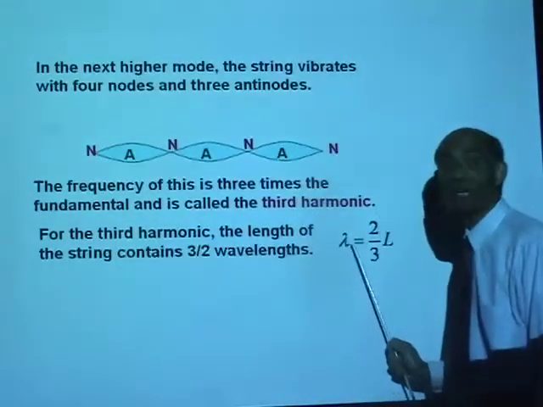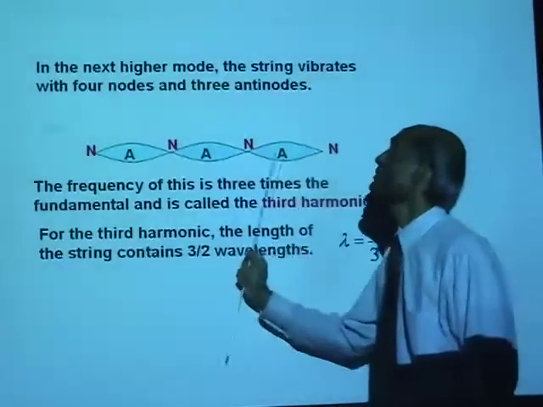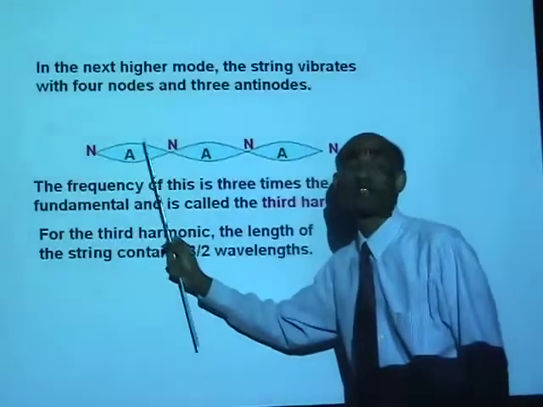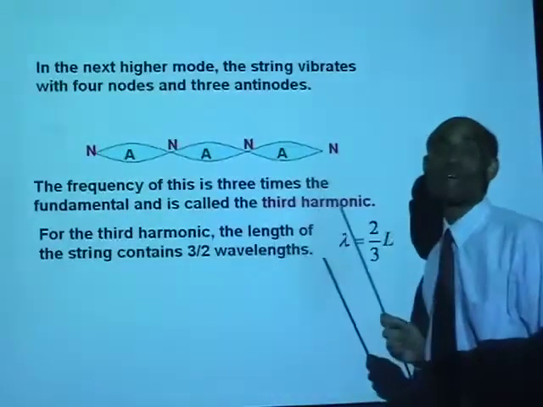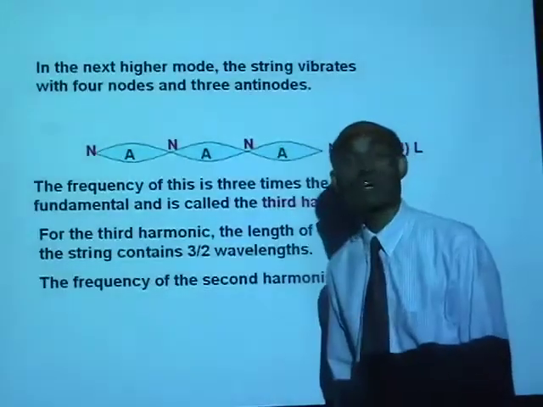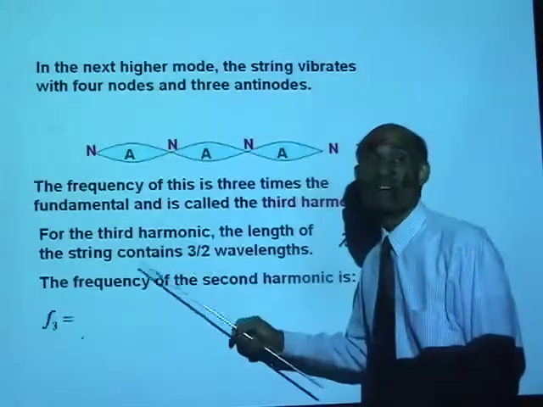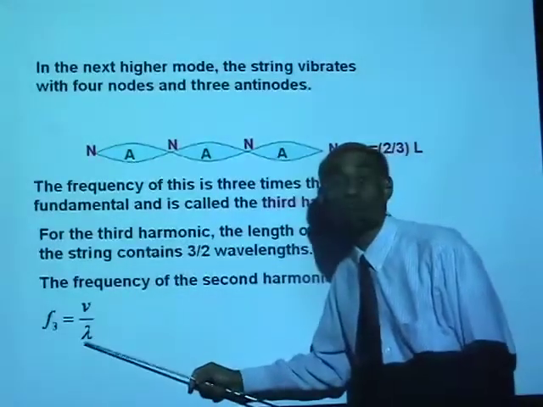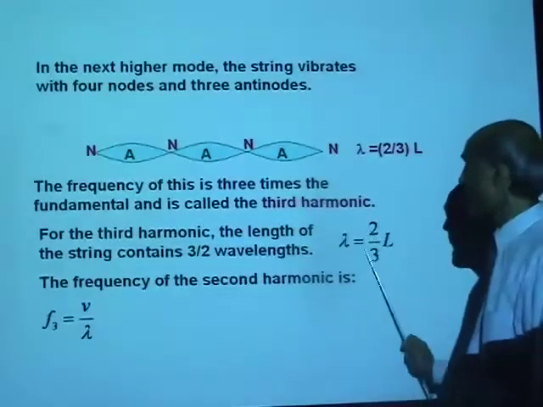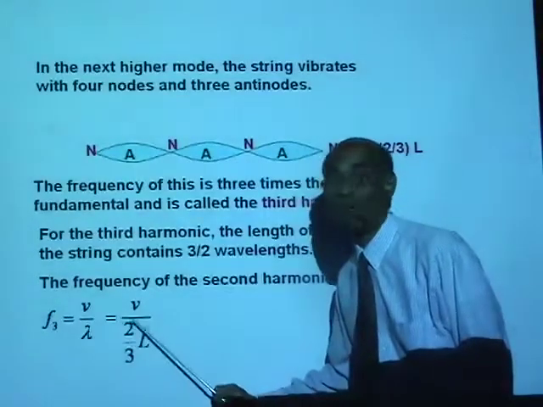That means lambda equals 2/3 of the length. If this is the length of the string, the wavelength is this, which is 2/3 of the length of the string. Alright, so what is the equation for the frequency of the third harmonic? F3 equals V over lambda, and lambda equals 2/3 of L. So replace lambda by 2/3 of L.